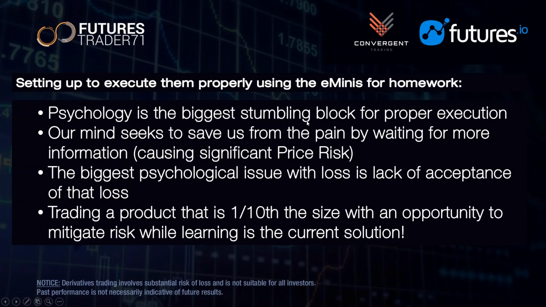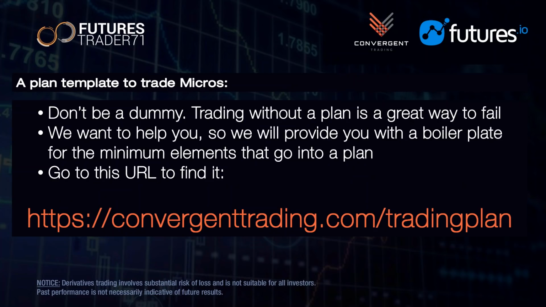Psychology is the biggest stumbling block for proper execution. Our mind seeks to save us from the pain by waiting for more information. Most people just wait and wait and wait for confirmation, which means they get worse and worse risk. That's what happens. The biggest psychological issue with loss is lack of acceptance of that loss. Trading a product that is 1/10 the size gives us an opportunity to relax a little bit and experience the randomness of the market. The randomness is okay.